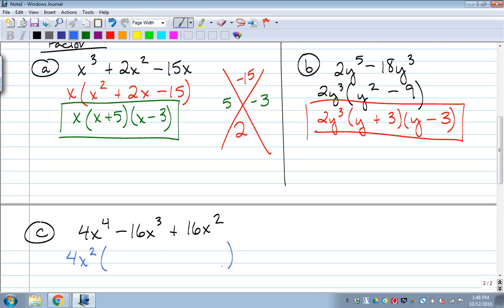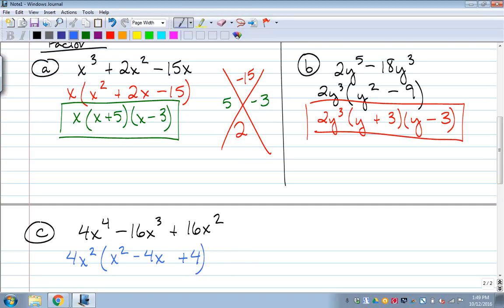What's left inside? What's the first term? X squared. Because what times 4x squared gives me 4x to the 4th? Don't forget that little piece there. And then negative 4x is next. And then the last term is plus 4. I made my parentheses too long.